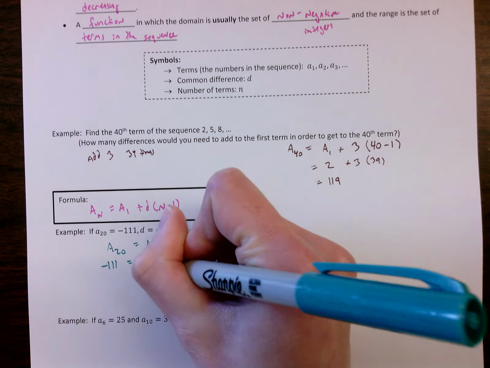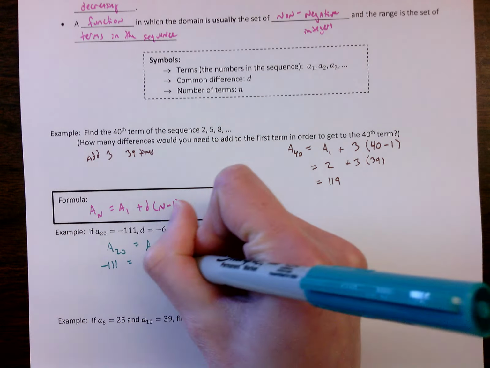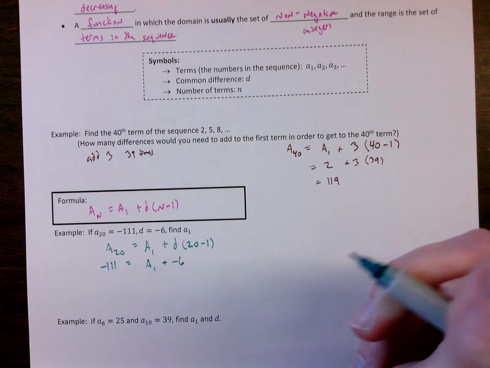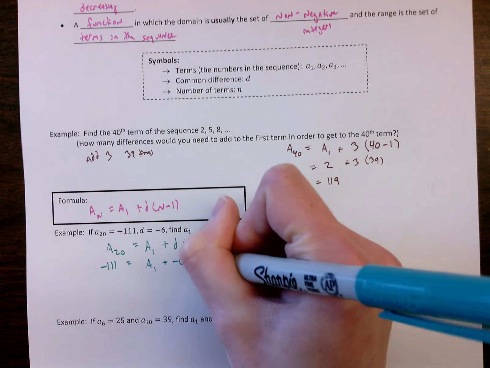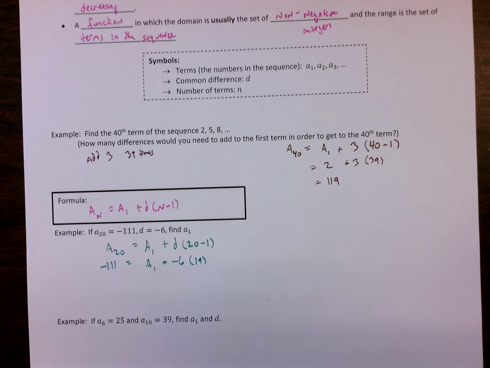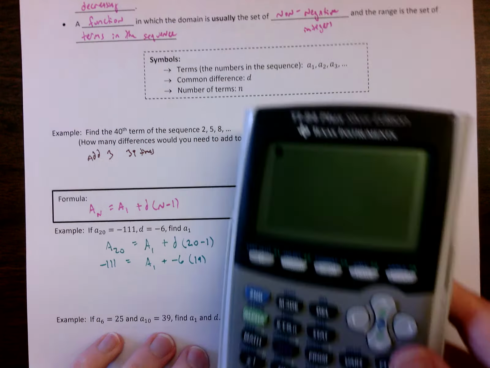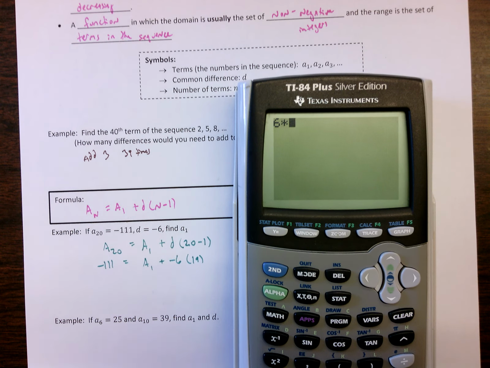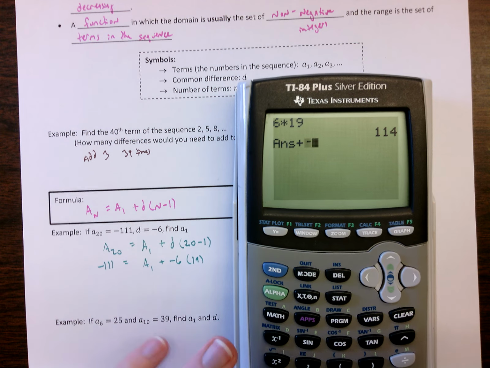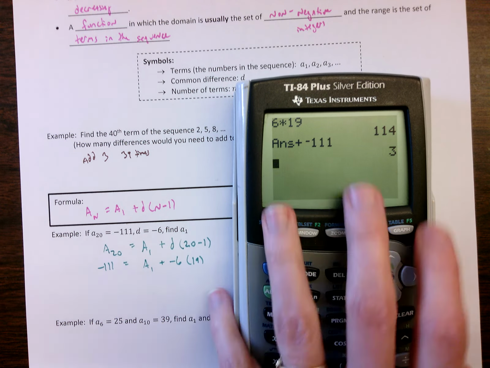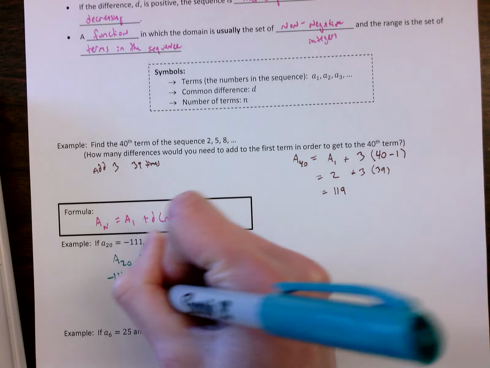I don't know what a1 is. That's what I'm looking for. But I know my common difference is negative 6. And I know 20 minus 1 is 19. Okay, and then from here, we've got a pretty easy equation to solve. So negative 6 times 19 would be negative 114. And when I add that to both sides, I'm going to end up with positive 3.